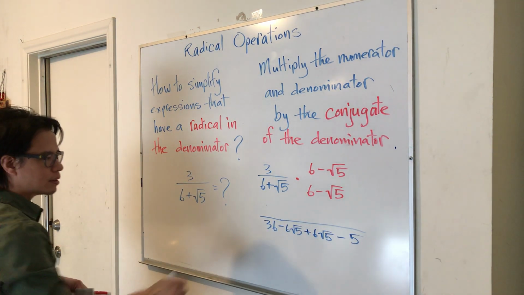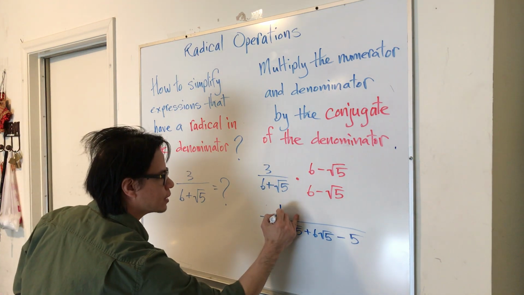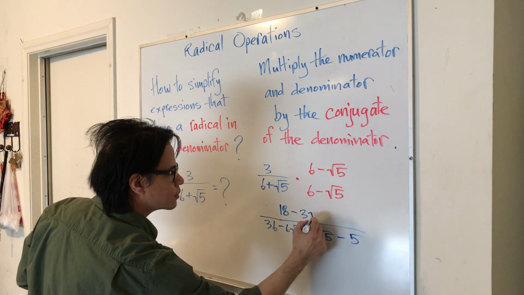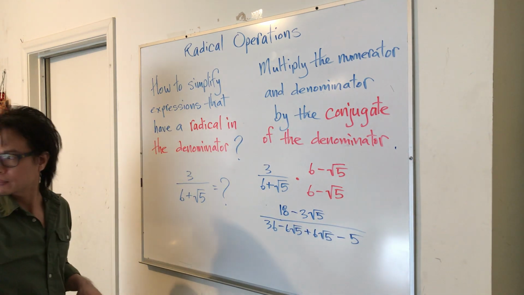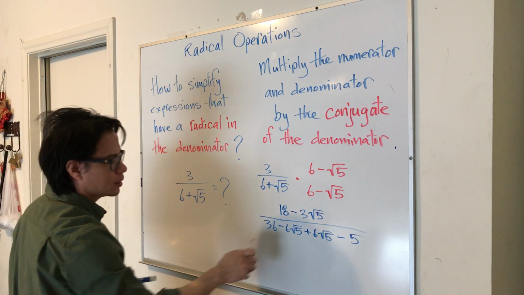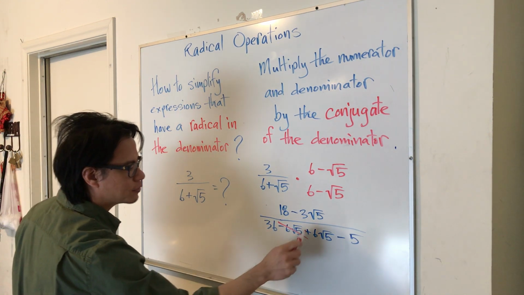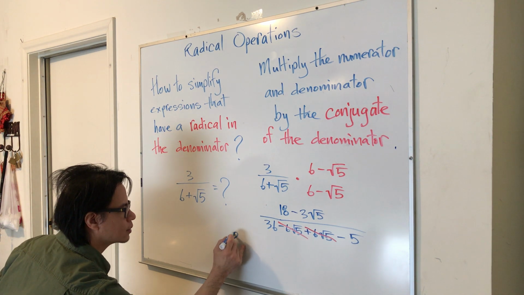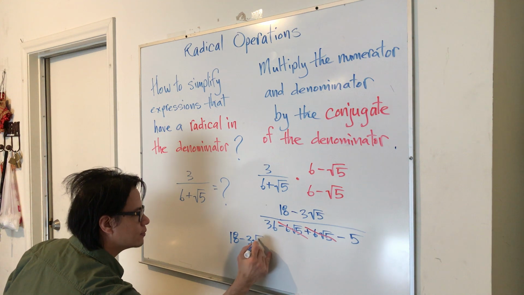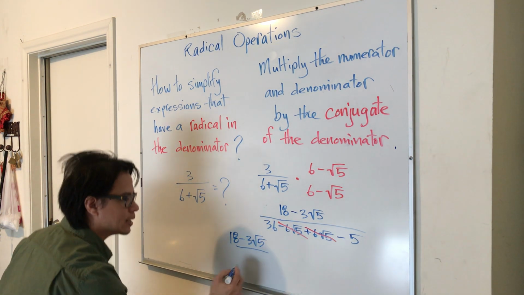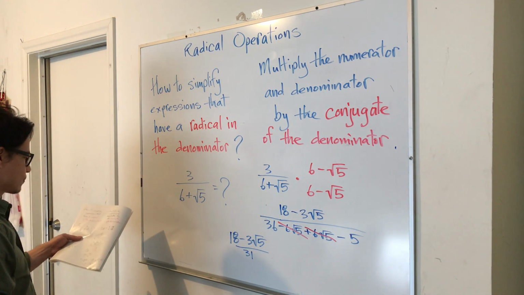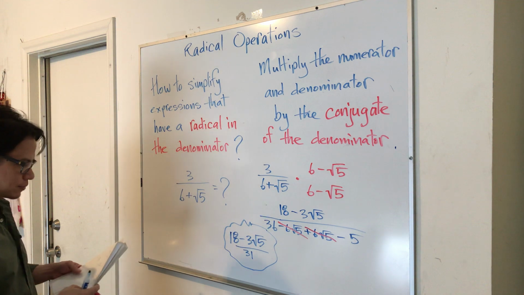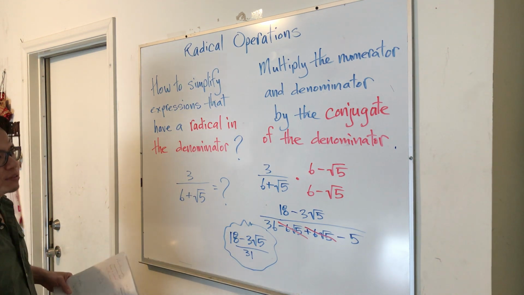Okay. So let's look at the top here. We have 3 times 6 is 18. Positive times negative is negative. 3 times root 5 is 3 square root of 5. Okay, so as you can see, the middle term cancels. Negative 6 root 5 plus 6 root 5 is 0. So what we have here is 18 minus 3 root 5 over 36 minus 5. Okay, and this is the best we can do. So our final answer is 18 minus 3 root 5 over 31. Strange, but that's the way it goes.